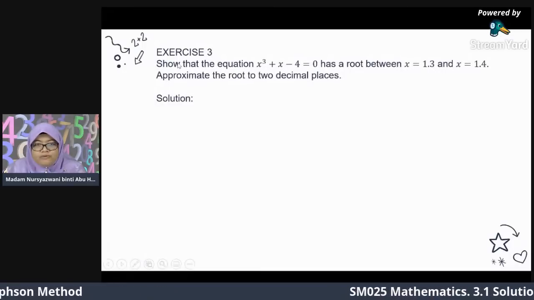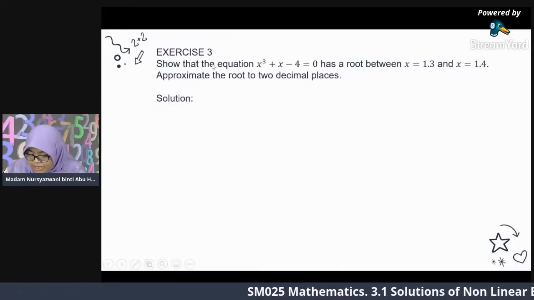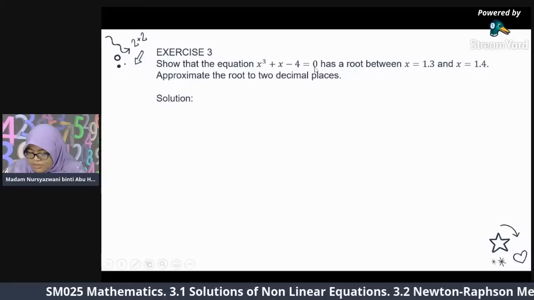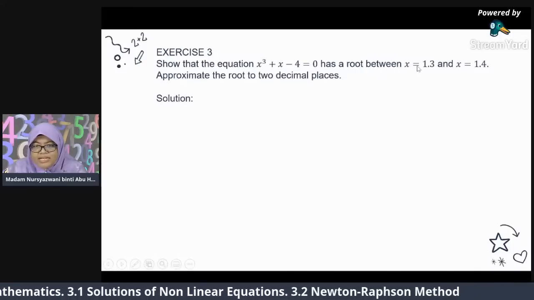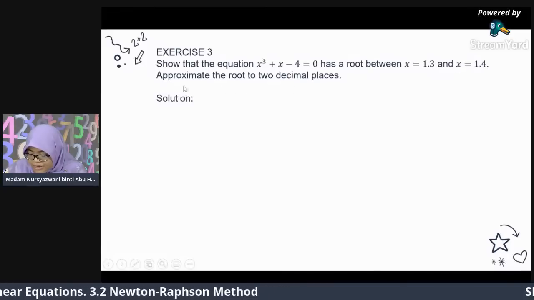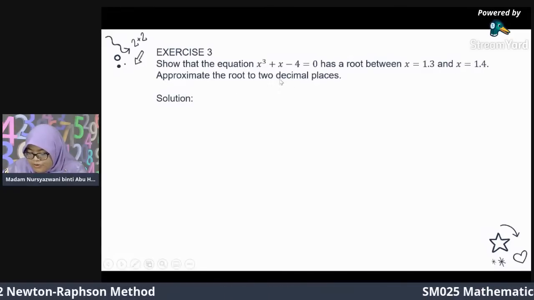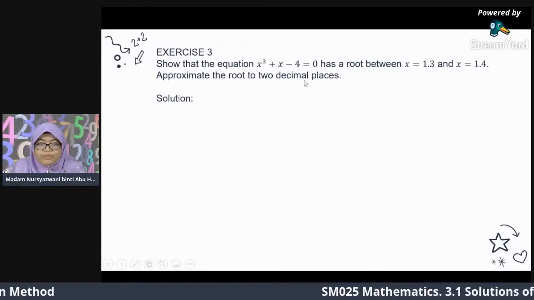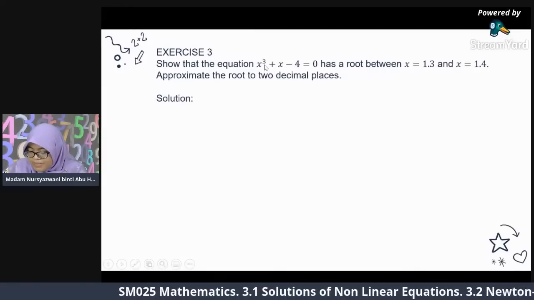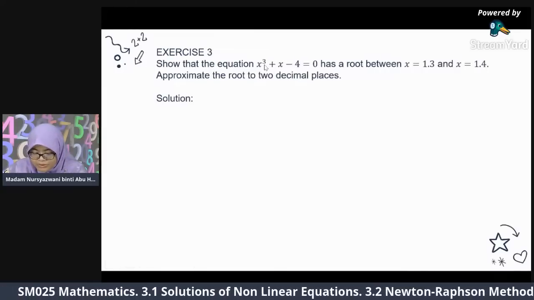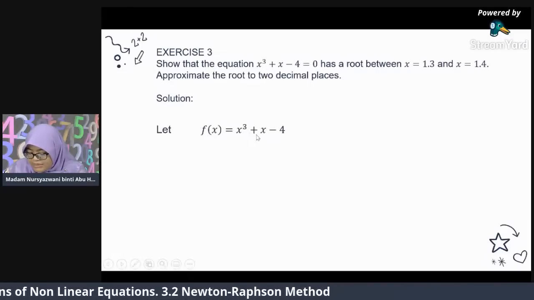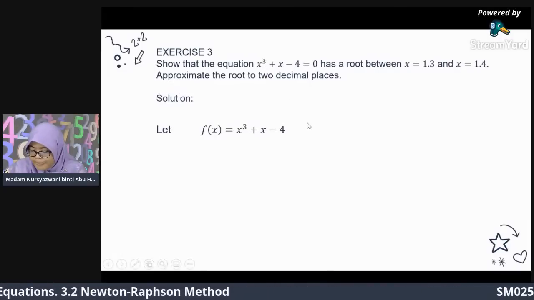So now we move to exercise 3. Show that the equation x cubed plus x minus 4 equal to 0 has a root between x equal to 1.3 and x equal to 1.4. Approximate the root to two decimal places. Okay, so first we have the equation x cubed plus x minus 4 equal to 0. So first step, we let f(x) equal to x cubed plus x minus 4.